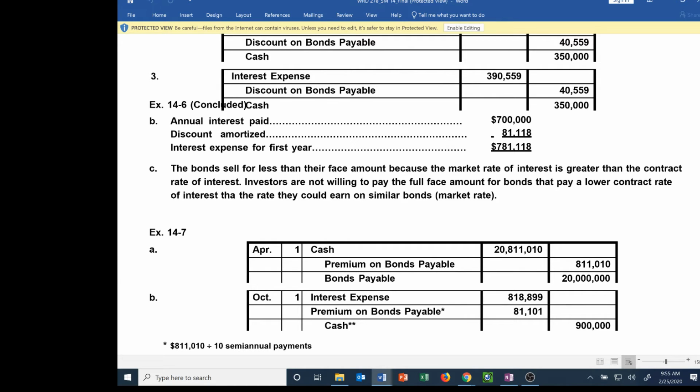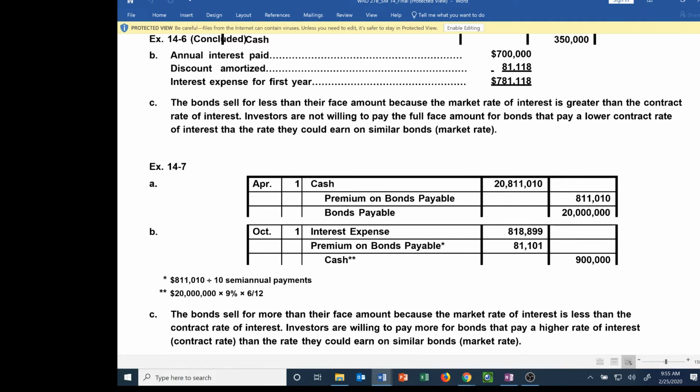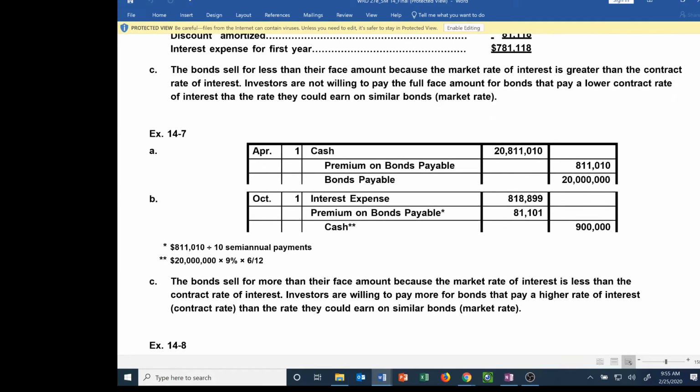Now your next payment will be identical. If they had one, it'd be identical. The second payment, 8th payment, 9th payment, 10th payment, they're all the same. Same interest, 10 times. And then you call in the bonds, and you debit bonds payable and credit cash for 20 million.